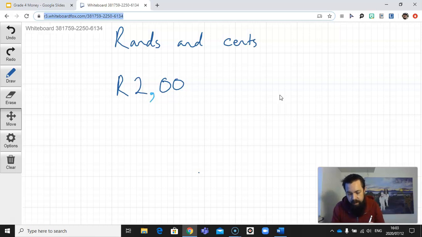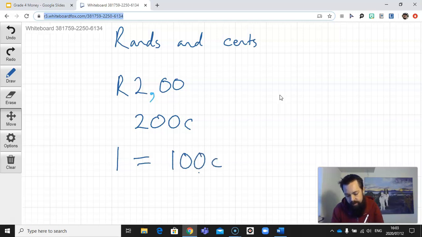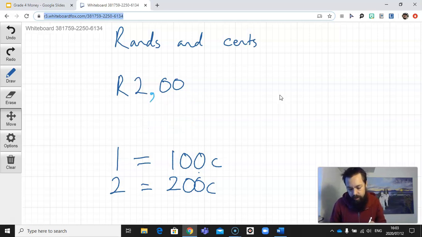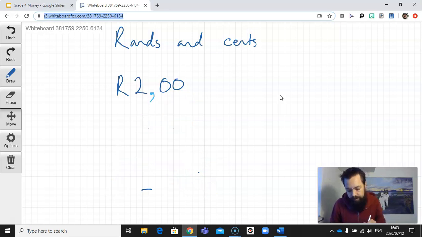So if I look at what I've written down there, I have 2 Rand and no cents. 2 Rand is also the same as 200 cents. Because remember, I did tell you that 1 Rand equals 100 cents. So obviously, if 1 Rand equals 100, then 2 Rand equals 200 cents. And you can see that really what I would just do is take out the comma, and you'd be able to see that. Okay, let's look at another example.